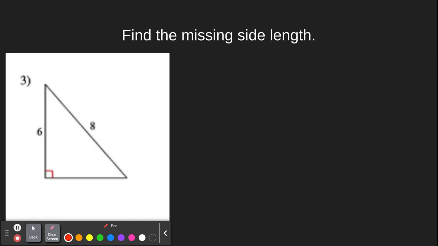Okay, so in this example, we're going to be finding a side length. It's a little blurry, but it'll work. That side is 6, the hypotenuse is 8, and we want to find this one right here. We'll call it x. So the formula is going to look a little different, but it's going to work the exact same. You get 6 squared plus x squared equals 8 squared. So 36 plus x squared equals 64. So we'll subtract 36 from both sides to get x squared equals 28.